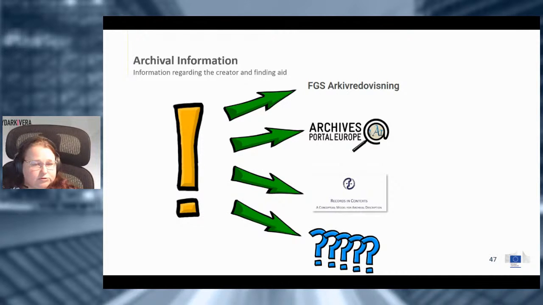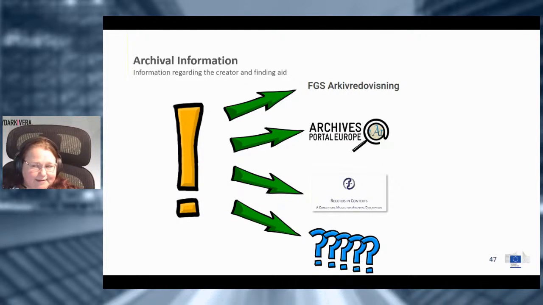There are tools available to export archival information following the profiles from Archives Portal Europe. At the same time, here in Sweden, there are two specifications for describing the finding aid and the creator, in Swedish called FGS arkivredovisning. So that is also possible to use. What's been worked on and is available in draft is Records in Contexts. That is also possible to use, and if that's what you're using, you should use it. And then we have the libraries, they are using MARC.